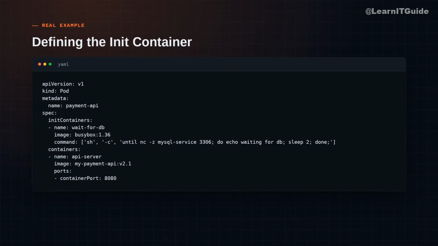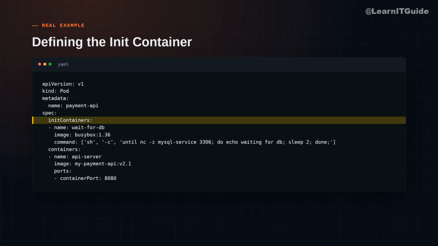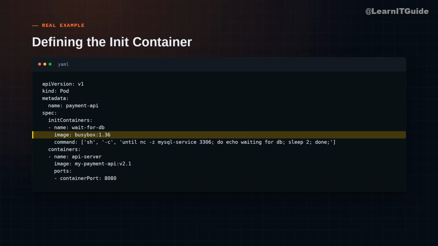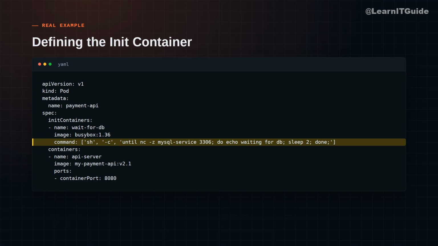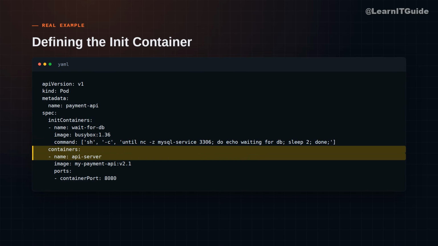Let us look at how you actually define this. In your pod manifest, you add an init container section. Notice we use a very lightweight busybox image here. The command uses netcat to check if the database service is listening on port 3306. The loop continues until the connection succeeds. Only then does the main API server container start. This code is clean, it is portable, and it keeps your main application logic focused on payments, not networking.